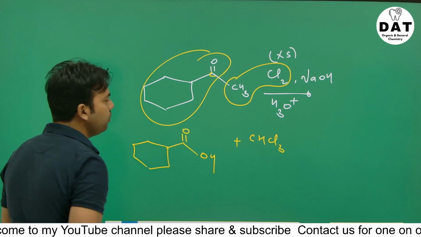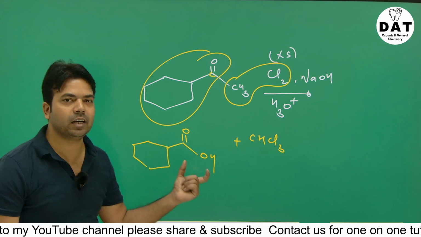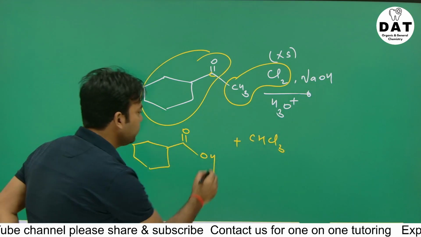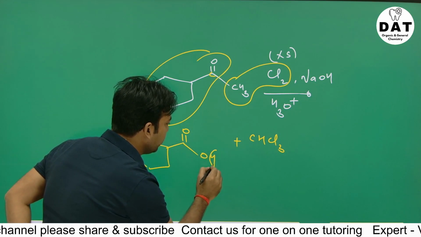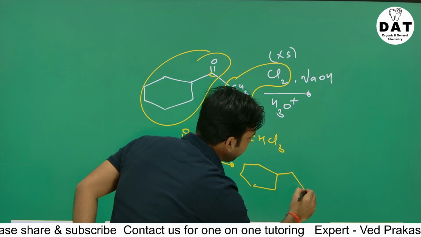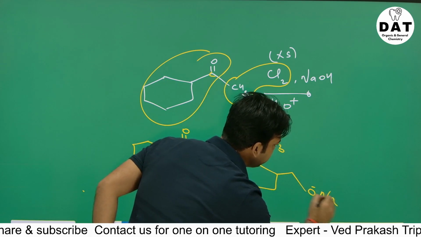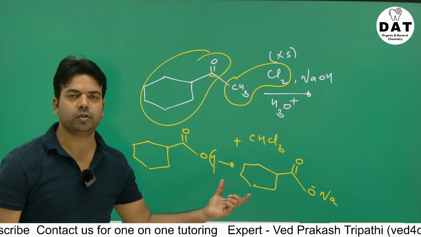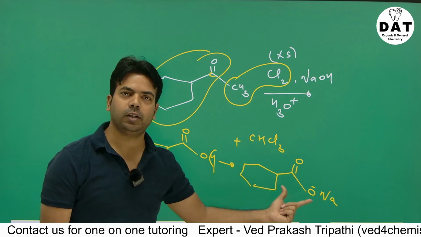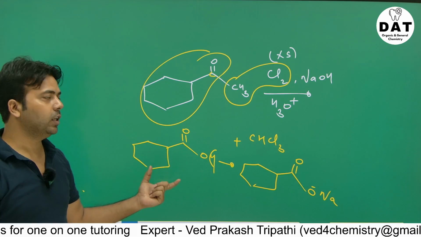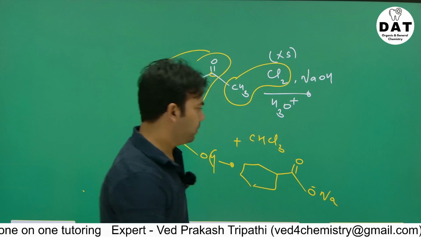But it should form a carboxylate ion, not carboxylic acid, because the medium is basic. So the base is going to deprotonate this. So it should be like this, O minus Na plus, in this way. You know, both are correct. It depends on your given choice. If you have this one, then you have to select this. If there is no carboxylate, only carboxylic acid, then you can go with carboxylic acid. Both are correct.